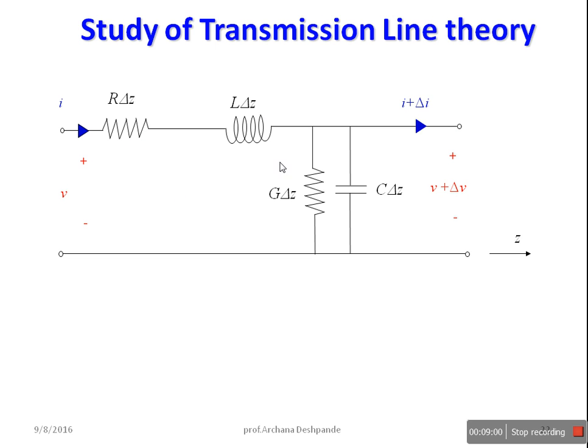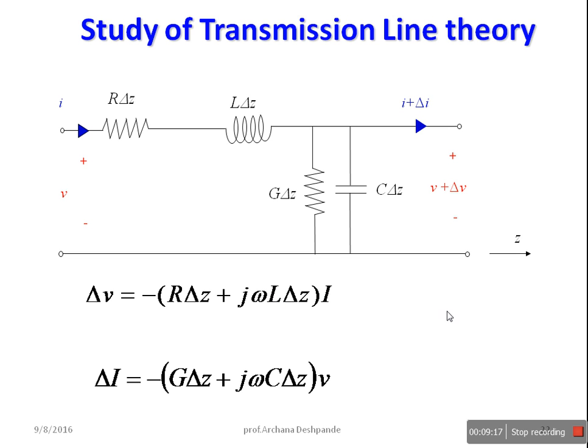So the voltage drop can be written as delta V equals minus R delta Z into current plus L delta Z into the derivative of current, and with the phasor notation, L is written as j omega L, that is the XL value. Similarly, the amount of current which passes through these two parallel components is going to be the admittance into voltage. So the admittance is going to be G delta Z plus j omega C delta Z, that is admittance into voltage. So these are the two equations which I get.